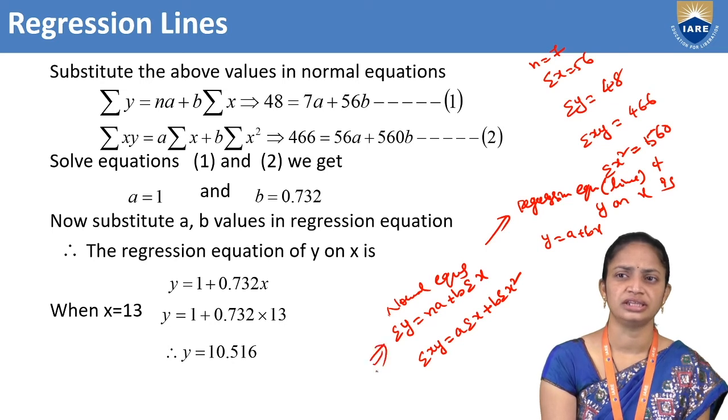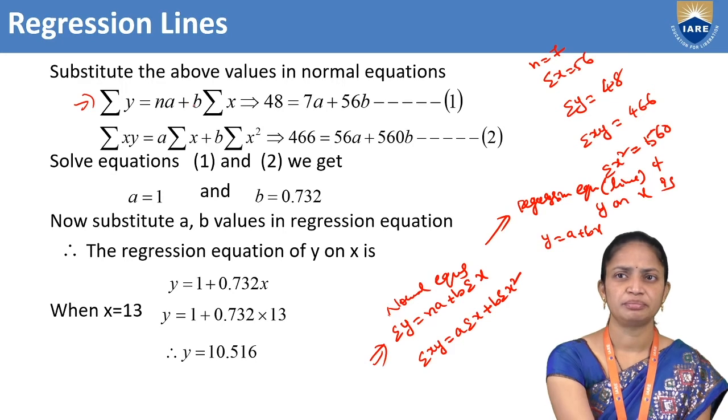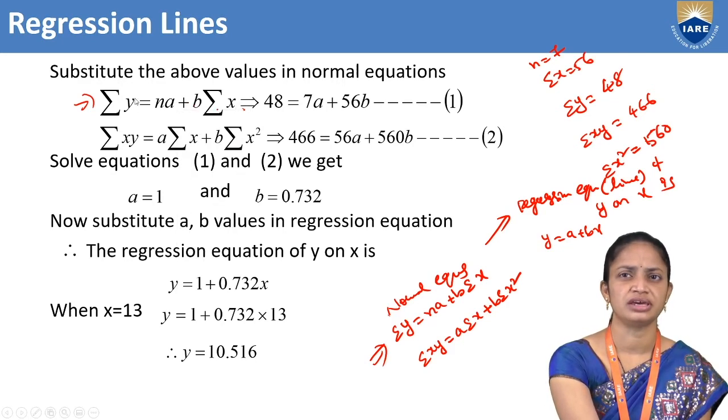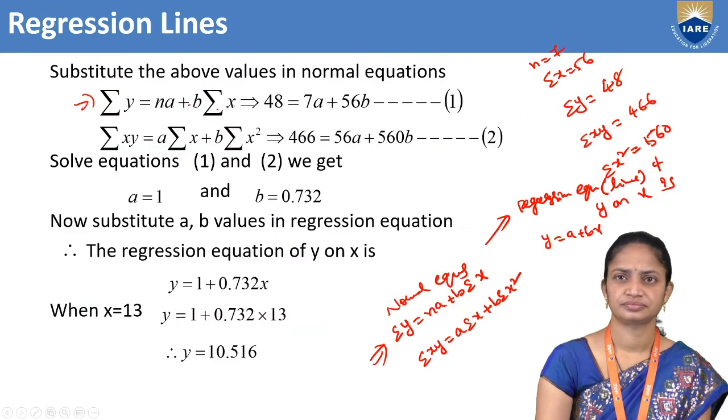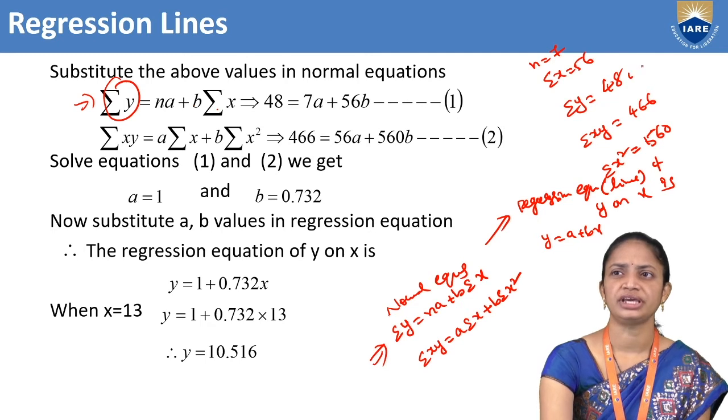First I am taking this equation, summation y equal to na plus b into summation x. What is the value of summation y? We know that summation y is 48.